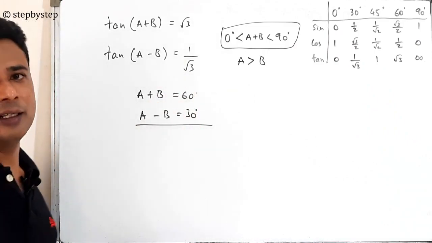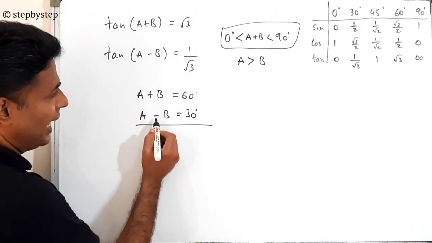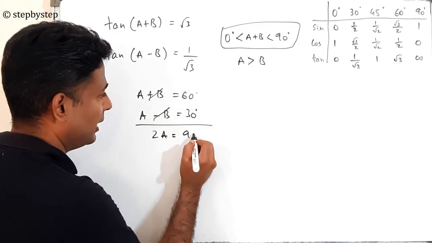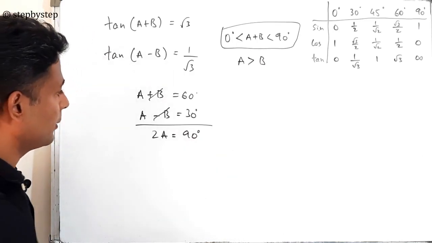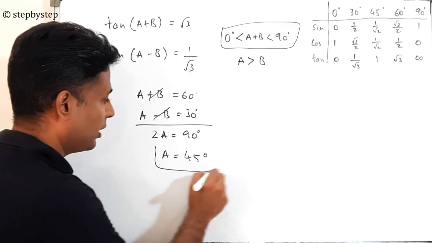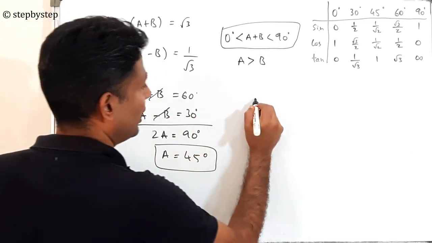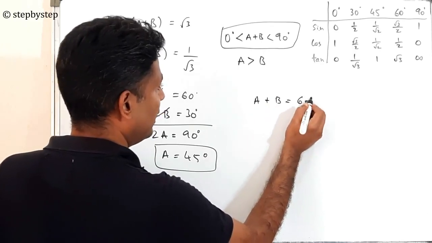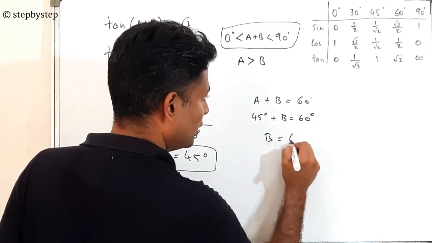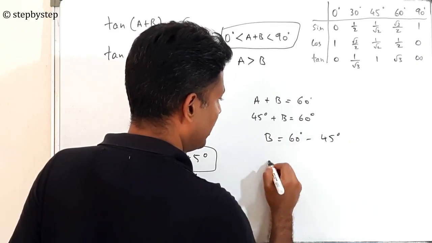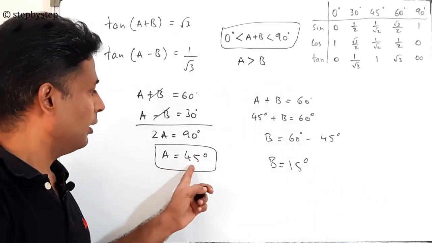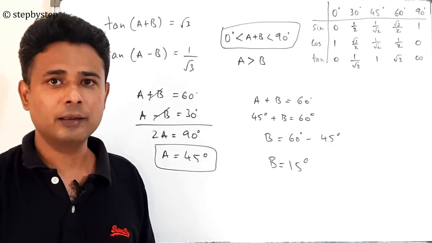Now we have got two equations. I'll use elimination method. When you add, plus b minus b cancels, a plus a is 2a, equal to 60 plus 30 is 90 degree, right? So a equal to 45 degree, 90 by 2. Now we got a, we can find b. Using the first one, a plus b equal to 60 degree, a is 45 degree, plus b equal to 60 degree, which means b equal to 60 minus 45, which means b is equal to 15 degree. So values of a and b are 45 degree and 15 degree.